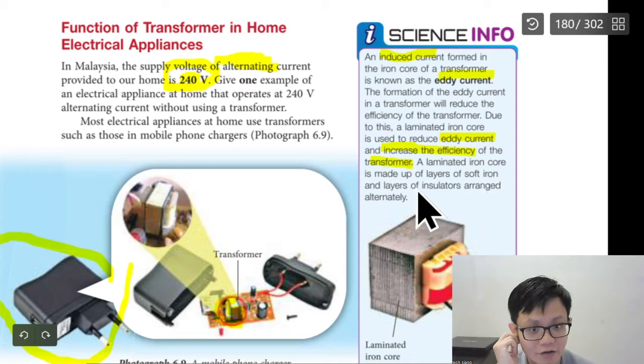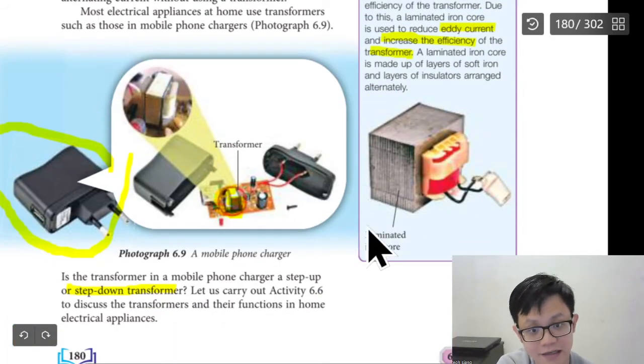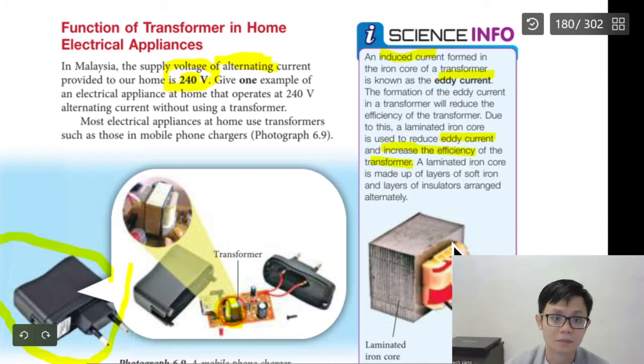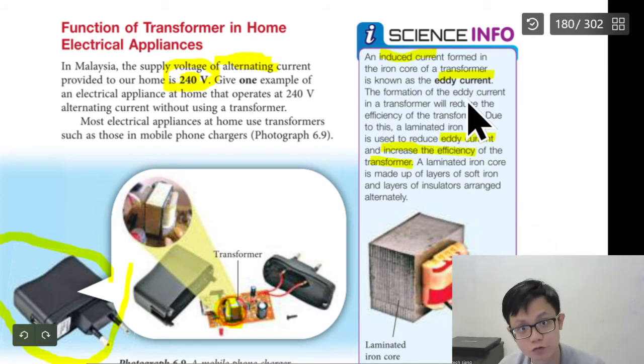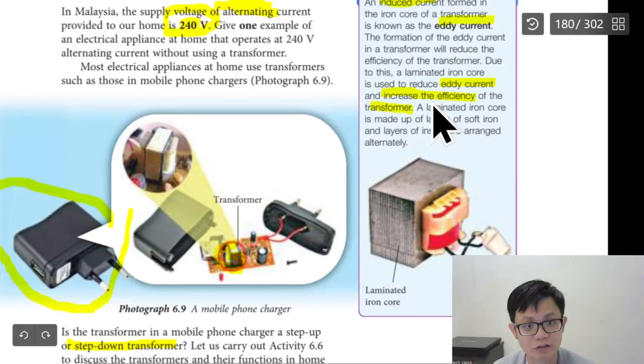A laminated iron core is made of layers of soft iron and layers of insulator arranged alternately. So this is a laminated iron core because this one is to reduce the what? To increase the efficiency, because your efficiency will be lesser due to eddy current. So I will not explain the eddy current because later it will be another very long video to explain eddy current. So we just want to make it the best, okay? So we want to increase the efficiency and reduce eddy current.